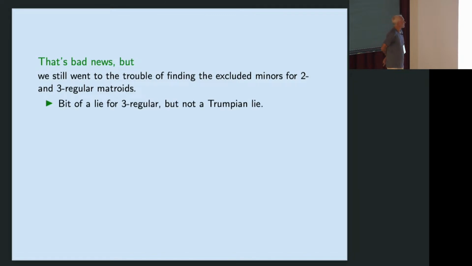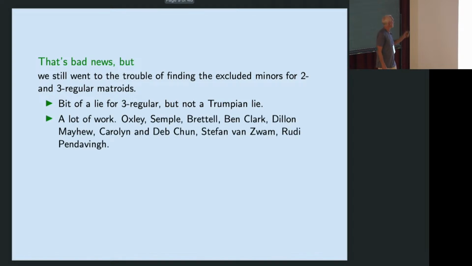First of all, there's a bit of a lie. We didn't quite get the excluded minors for 3 regular matroids. It's not a Trumpian lie, like it's not a completely outrageous lie. We believe we know what the excluded minors are, and we've shown that I think there's at most 17 elements in an excluded minor, and that reduces it to a computer check up to a certain size. And if you really, really, really cared about it, I'm sure that you could do some more analysis and do that computer check. But for the sake of argument, let's say we know that class.